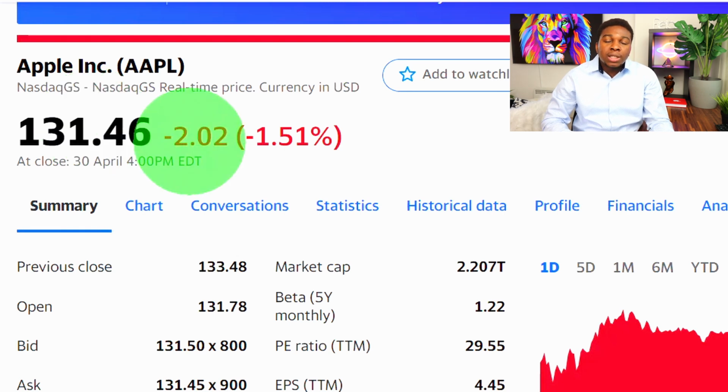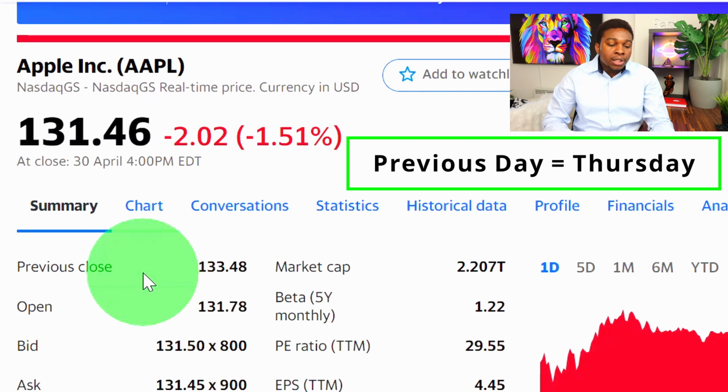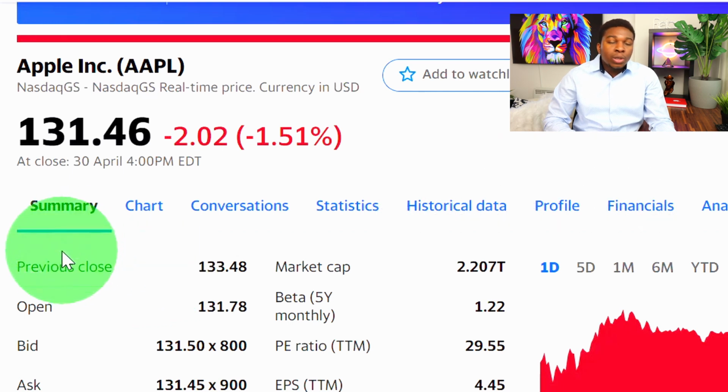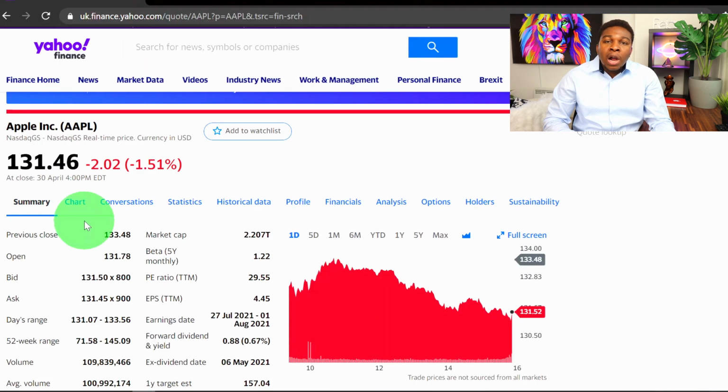The small red number you are seeing is the difference between the current price we are seeing, 131.46, and the previous closing price of Apple. The previous close of Apple is $133.48. The difference between the Friday close, which is 131.46, and 133.48 is 2.02, which is what we are seeing here. It's negative because the previous close, 133.48, is higher than our current close.